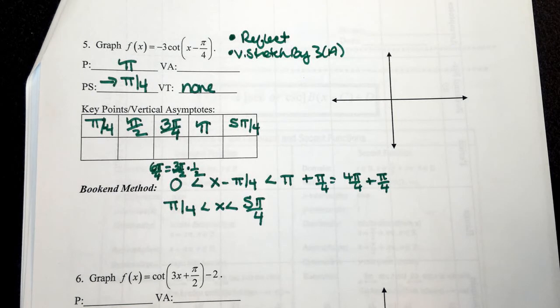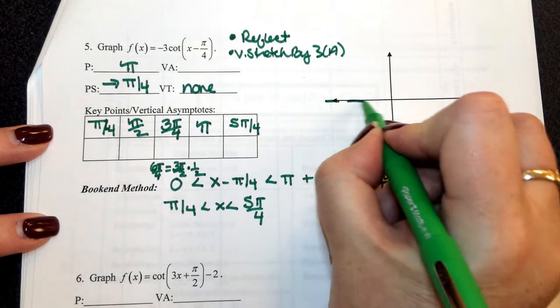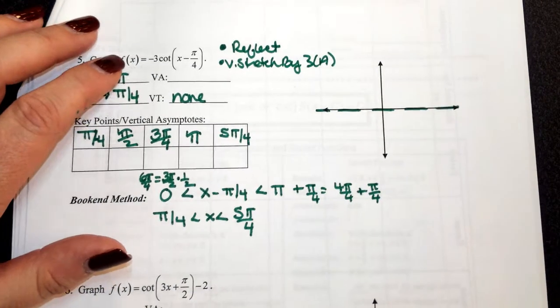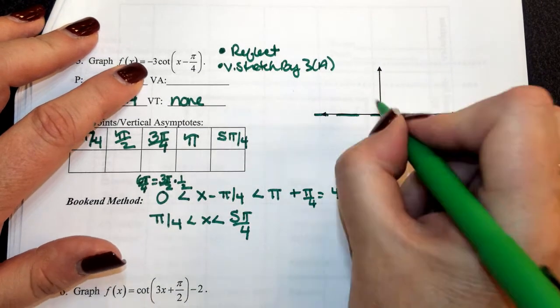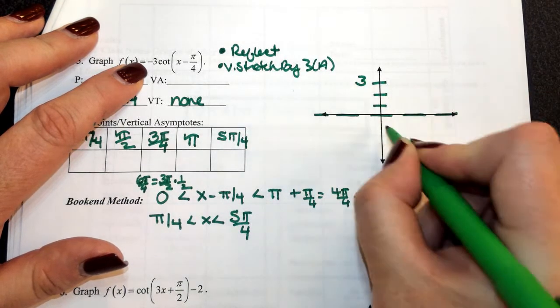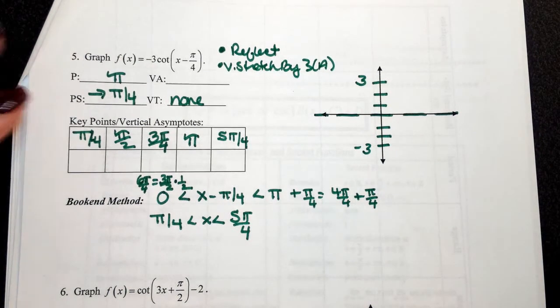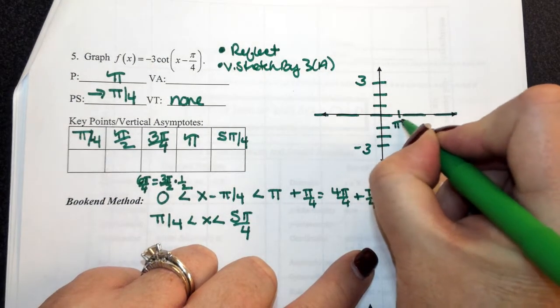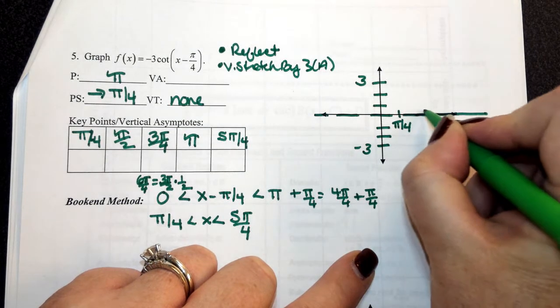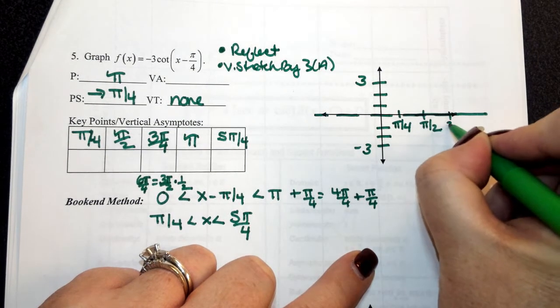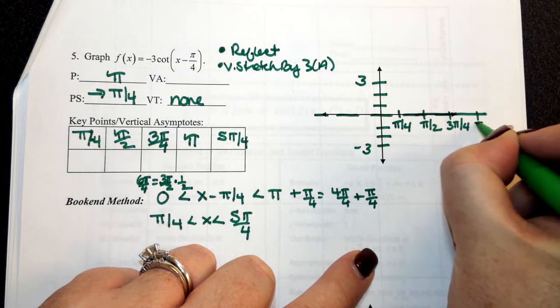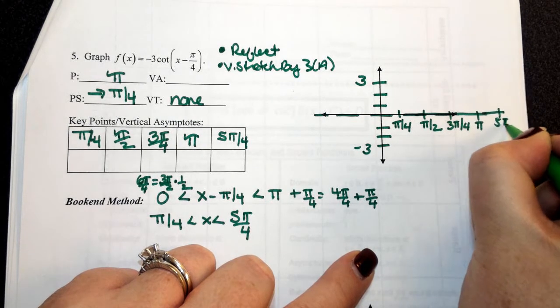So any questions, guys, with the divisions along the x-axis? Where's the baseline here, guys? The baseline's where? 0. My a value is 3, so I know those points will be 3 units above the baseline, 3 units below. Remember, I'm starting at pi over 4 for this cycle. Goes to pi over 2, 3 pi over 4, pi, and 5 pi over 4.